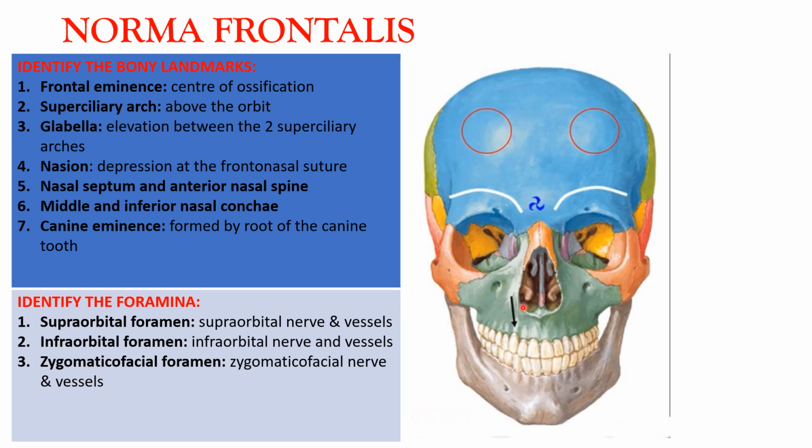Then we also have an eminence called the canine eminence. It is formed by the root of the canine tooth. This is the canine eminence. Now lastly, we identify the foramina.